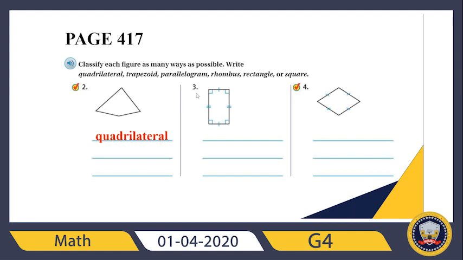What about question 3? In question 3, I can write more than one name. I know there are 4 sides and 4 angles, so it's an example of a quadrilateral. At the same time, it's a parallelogram and a rectangle. Remember their properties: 2 pairs of equal lengths, and right angles for a rectangle. So I can say this is a parallelogram and this is a rectangle, right?